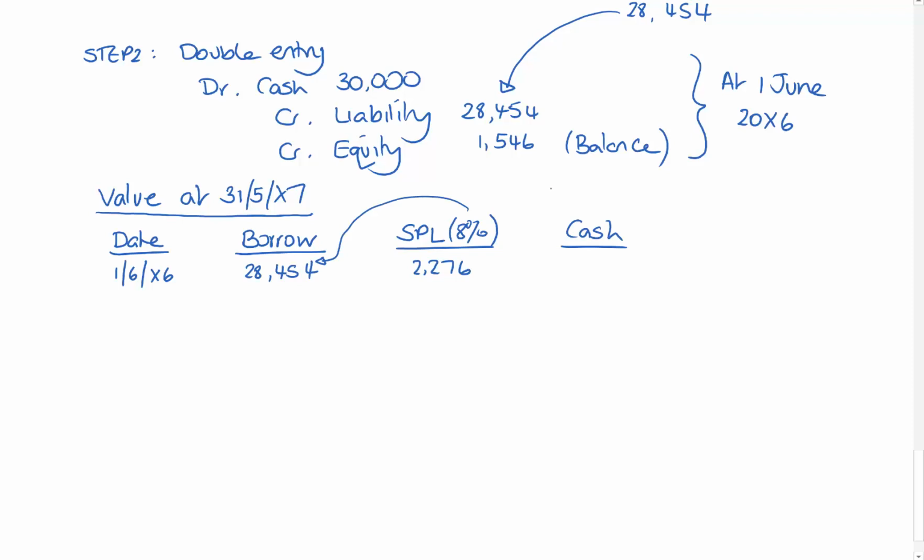What is the cash flow? 30 million times 6%. So the cash flow is going to reduce the liability by 1,800. So our SFP liability: 28454 plus 2276 less 1,800 is 28930, or 28.93. Let's get these figures right.